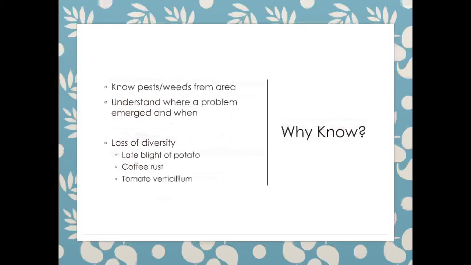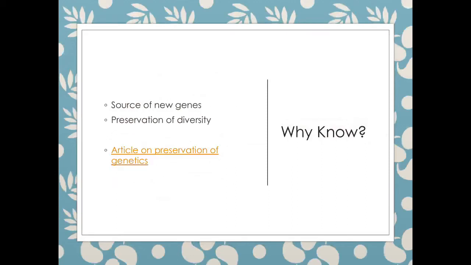The same thing with tomato verticillium. There are types of tomatoes that are resistant to verticillium, and there are types of tomatoes that are not resistant to verticillium, and you want to make sure you're growing the proper tomatoes in the area of the country that you are in. So if we have some basic understanding of this, scientists can go back and look for new genes. We can preserve the diversity of genes in case there's an issue.